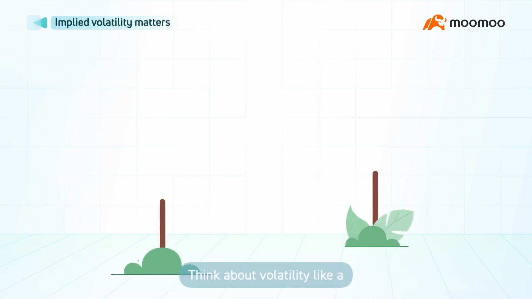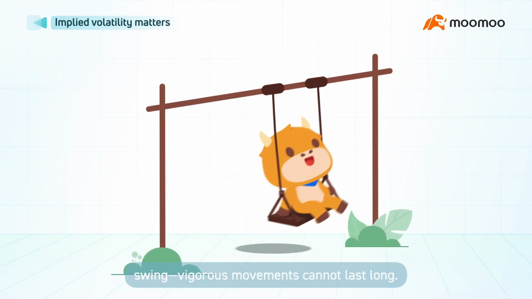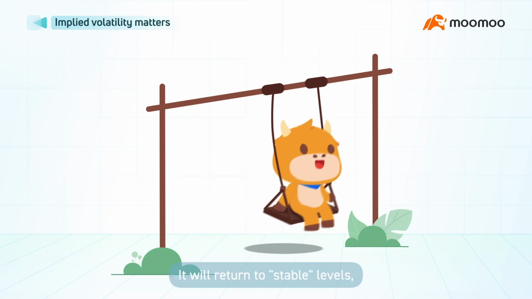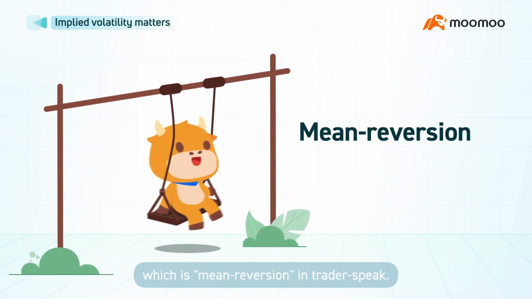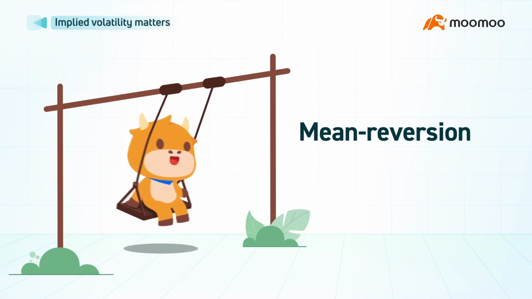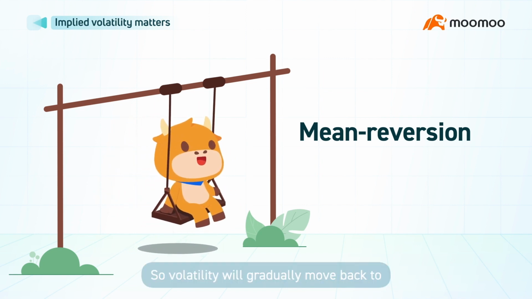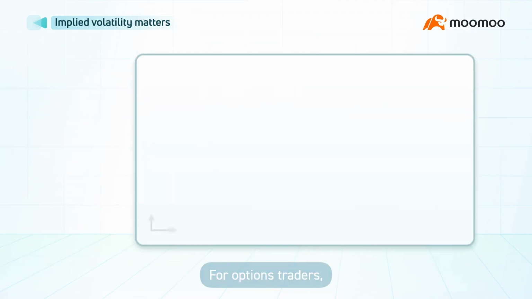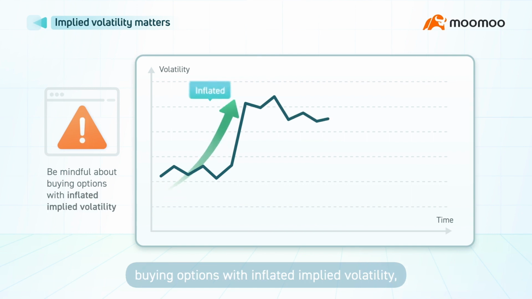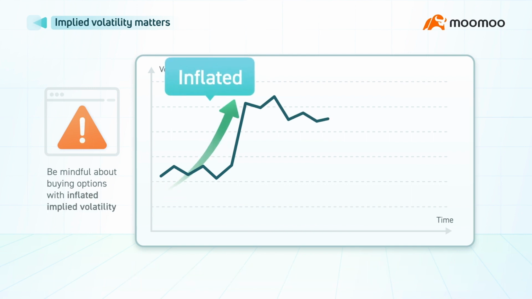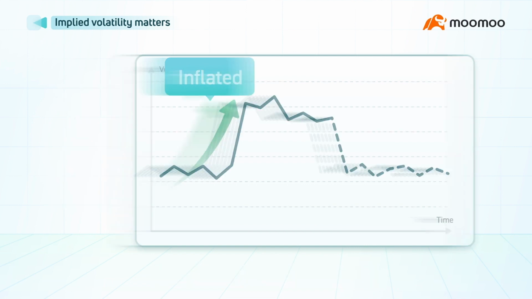Think about volatility like a swing. Vigorous movements cannot last long. It will return to stable levels, which is mean reversion in trader speak. So volatility will gradually move back to its historical average over time. For options traders, it's a good idea to be mindful about buying options with inflated implied volatility, as they are likely to be overpriced, and their prices may easily stumble.